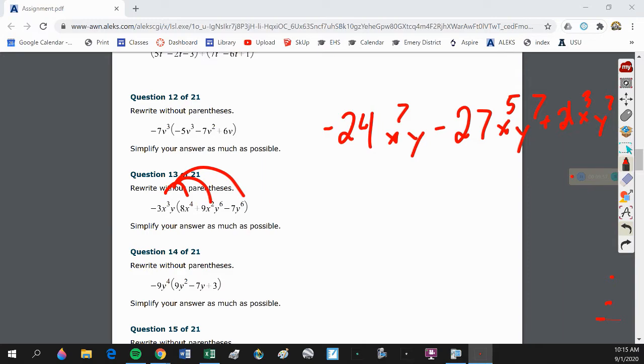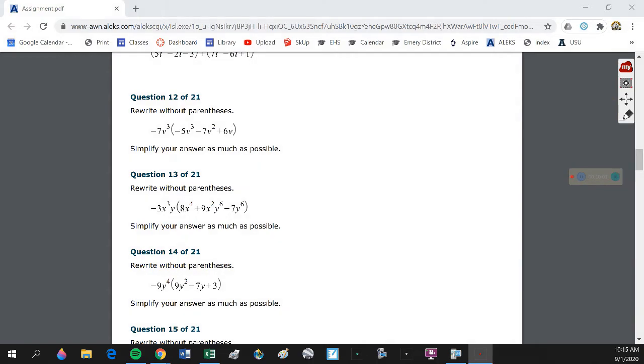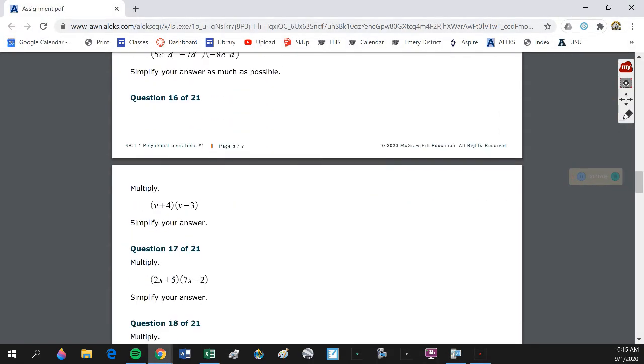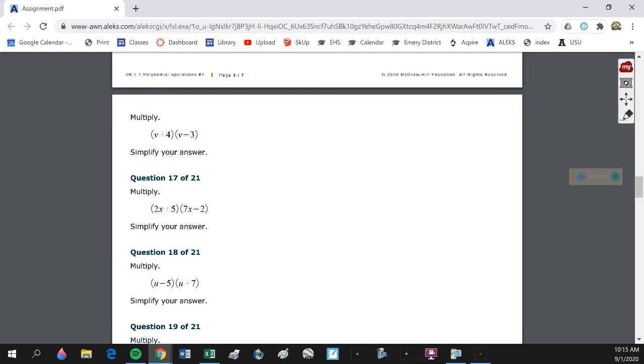Okay, let's shift gears a little bit. We'll go down a little more. Okay. What about this problem? Somebody along the way has taught you the FOIL method, and it was really handy before you got here. But now we're going to be multiplying things that are larger than binomials, so the FOIL method doesn't really work. We're just going to focus on distribution.